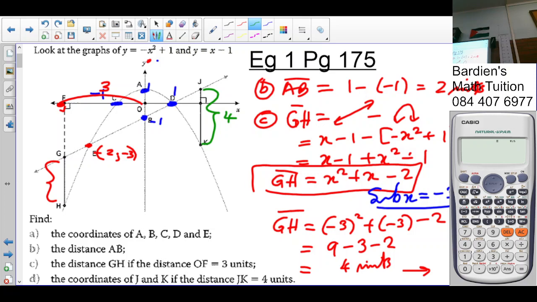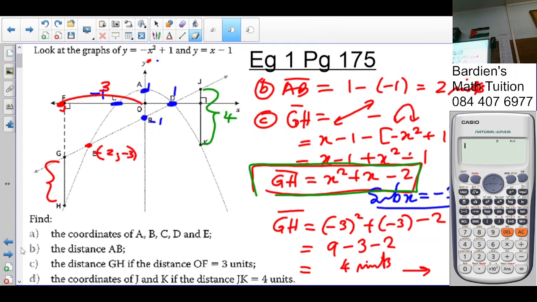So how are we going to do this here? Now could I have used the first method that we have done? For this one, that first method is not going to work. You need to know how this method works to calculate the coordinates of J and K. Why? Because again, JK is the distance between two graphs. And in this case, the straight line is on top of the parabola. Is that not the case here? Yes.